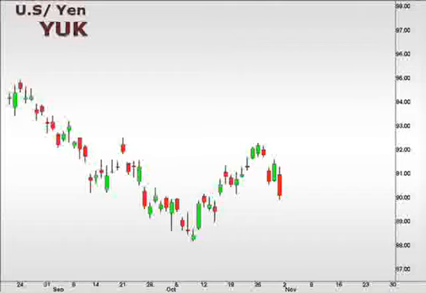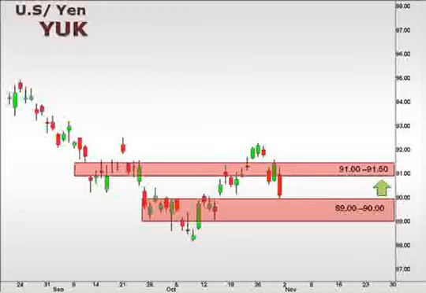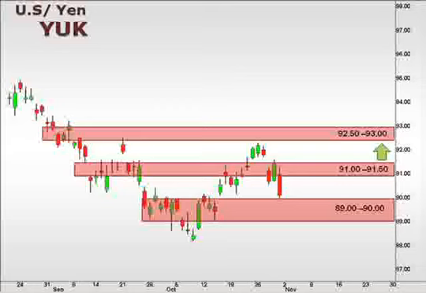Well, the YUK, the US versus the Japanese yen, closed the week on the downside, testing a measured retracement in at our 89-90 focal zone. At this point, there is a possibility for a bounce here that may, in fact, meet with some resistance within this 91, 91 and a half range here. A break beyond that lends further credibility to a continuation of the YUK to the upside, with the US dollar gaining strength over the yen. The 92 and a half, 93 would be a logical near-term target should this 91, 91 and a half level be broken.